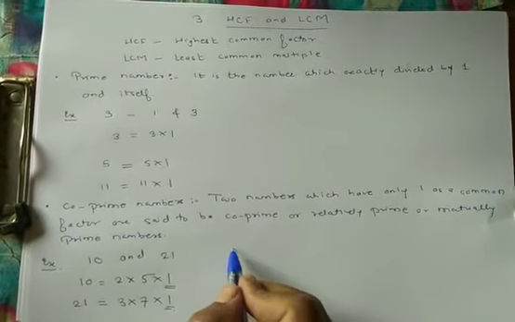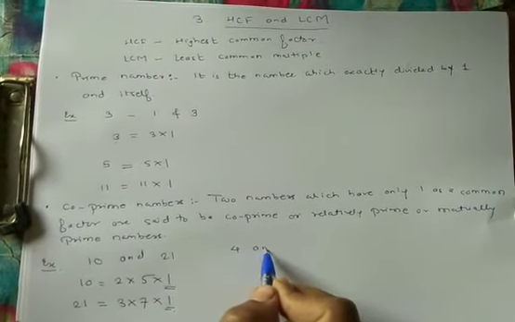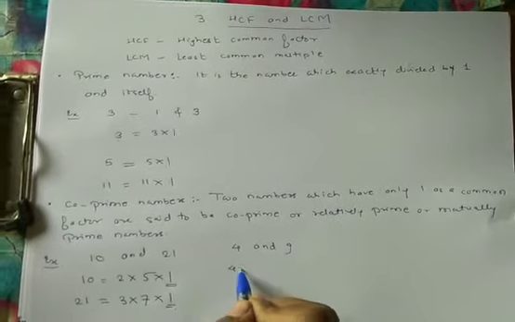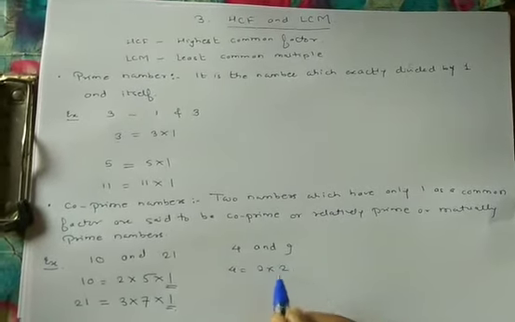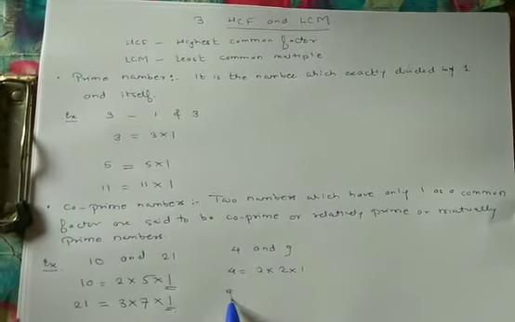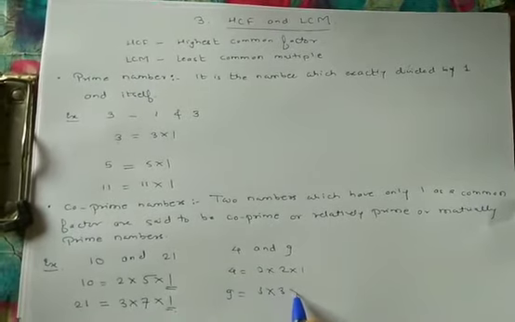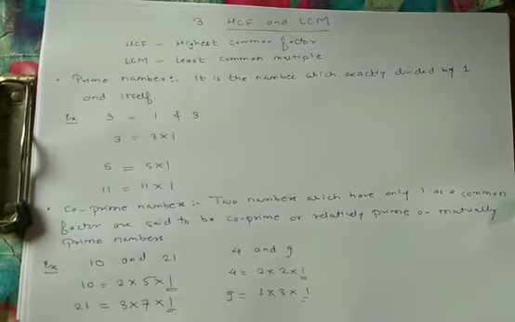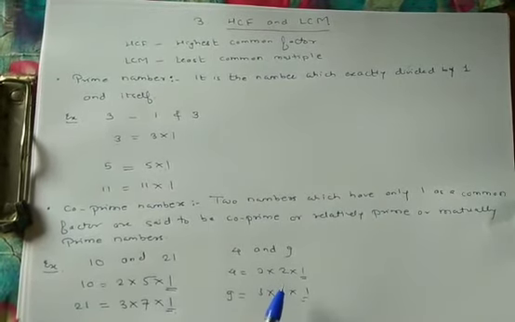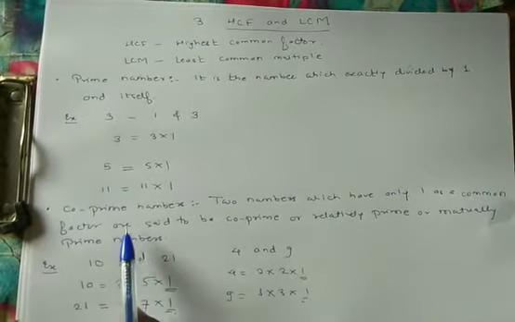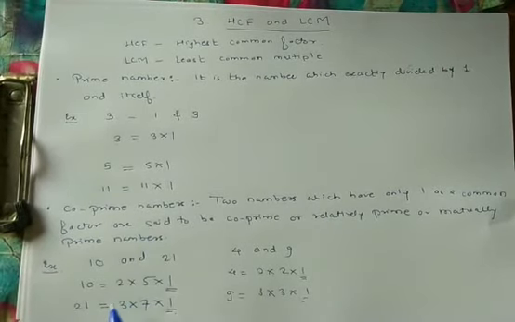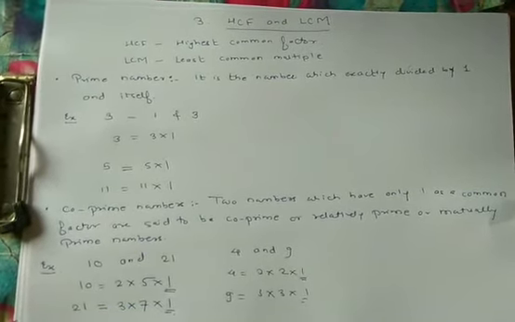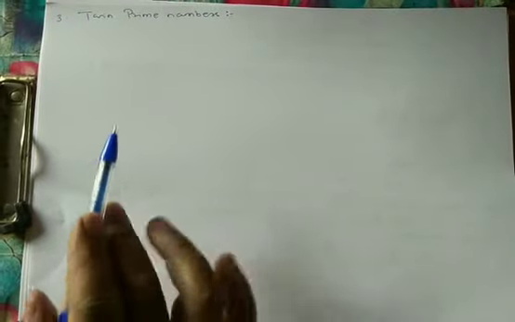Co-prime numbers. Suppose I consider 4 and 9. The factors of 4 are 2 twos are 4, and again 1 is there. The factors of 9 are 3 into 3 and 1. Again, if you observe, only 1 is the common factor. So all these numbers are called co-prime numbers.